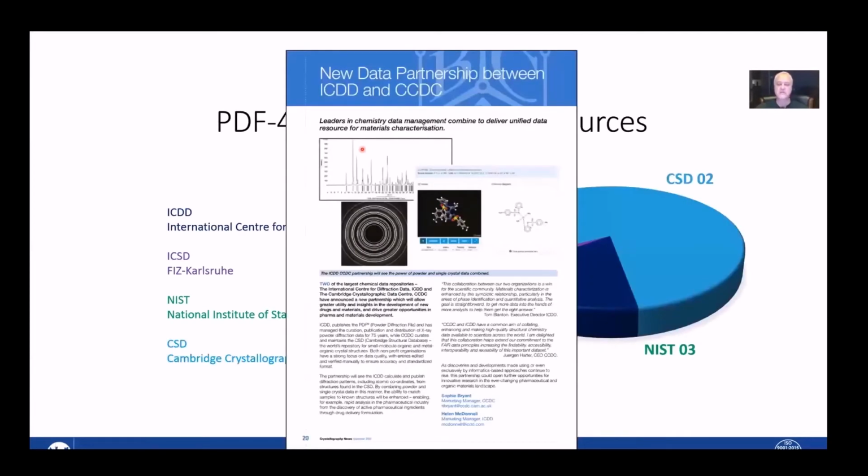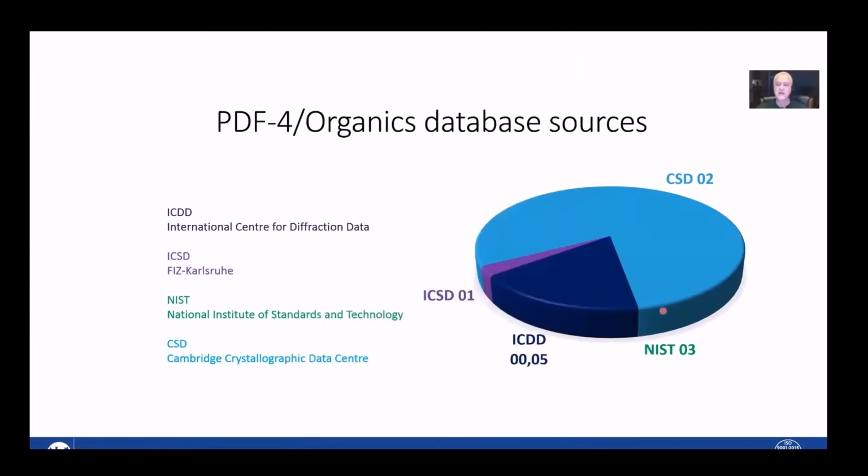In May of this year, we announced a new partnership between ICDD and the Cambridge Crystallographic Data Centre. We are again publishing CSD data in our organics database. And in this case, the organics database now has a significant number, over 400,000 CSD entries. We're now adding the atomic coordinates to many of those entries.